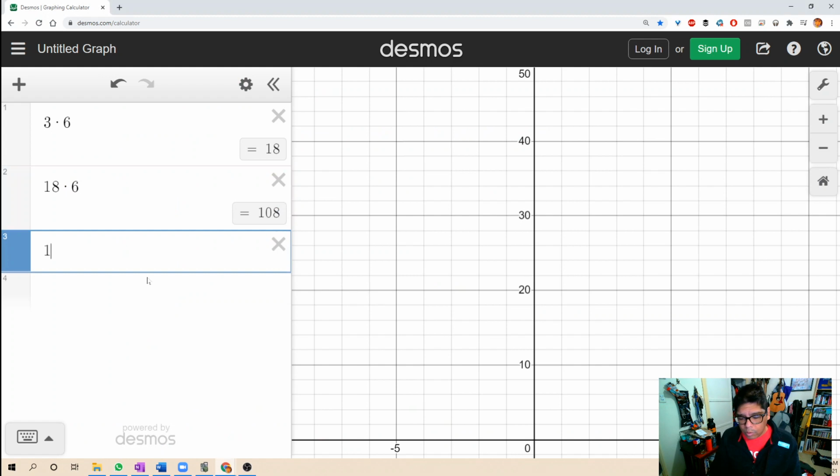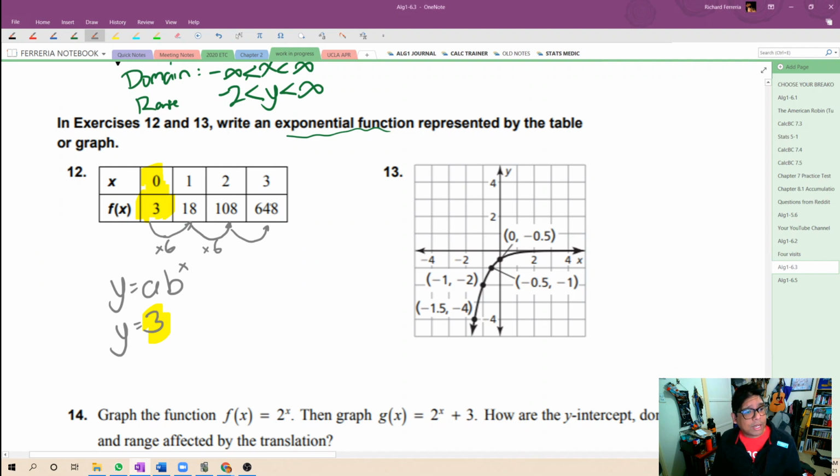108 times 6, 648 as predicted. So this tells me that b is going to be 6. So we've got 3 multiplied by 6 to the x power. So that is our exponential function.